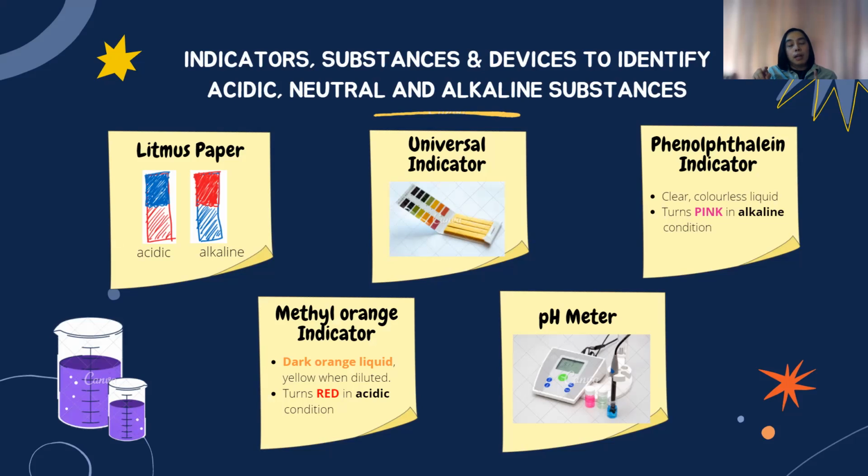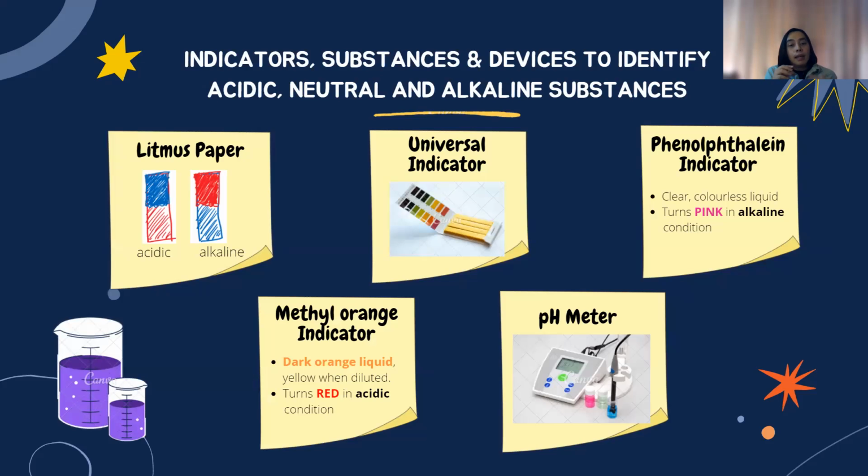If it changes to blue, then it is said to be alkaline. But if the color changes to red, then the substance is said to be acidic. Next, we have phenolphthalein indicator, which is a clear colorless liquid. If it comes in contact with an alkaline solution, it will turn pink, but it will remain unchanged in neutral or acidic conditions.